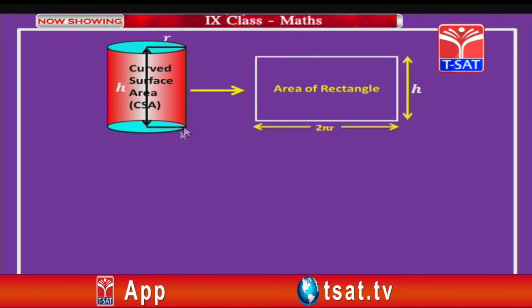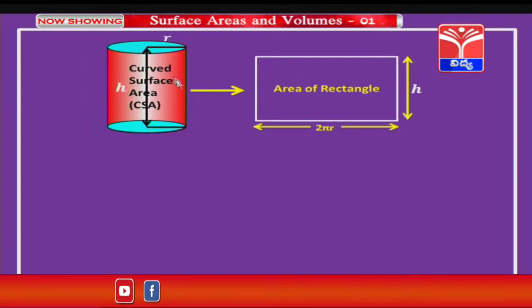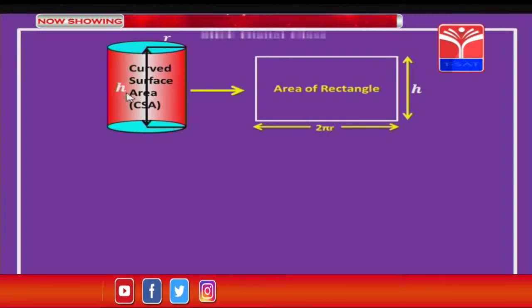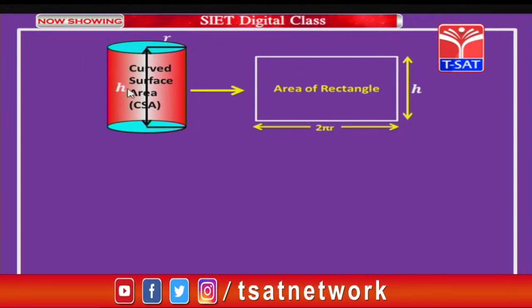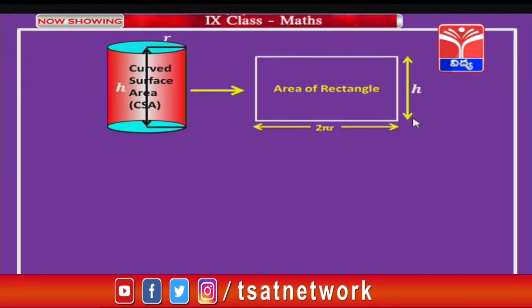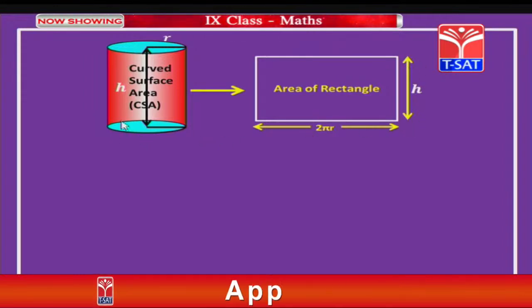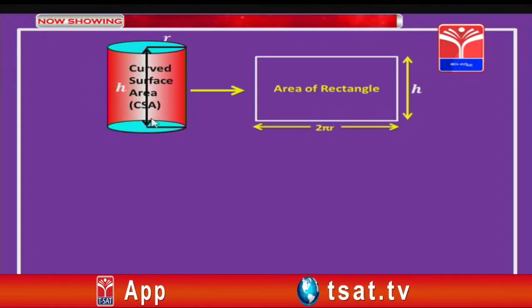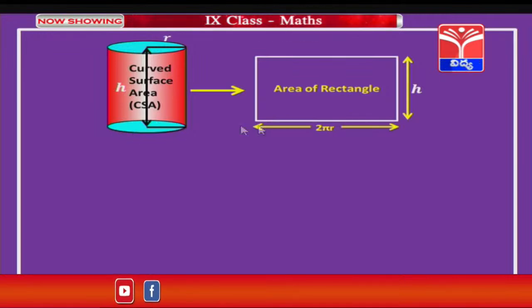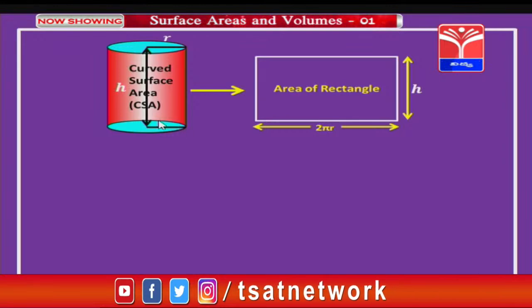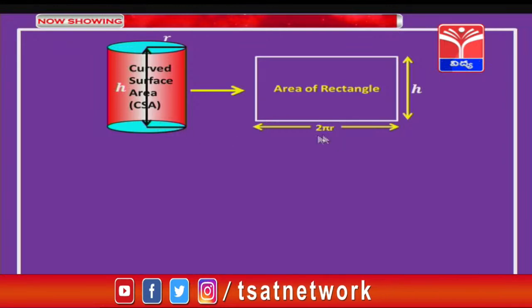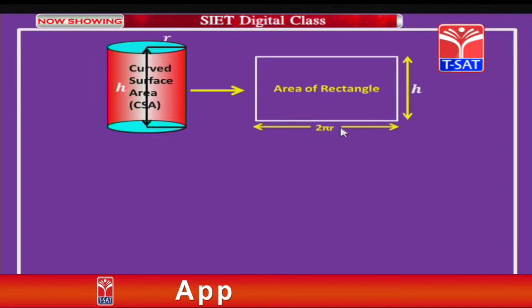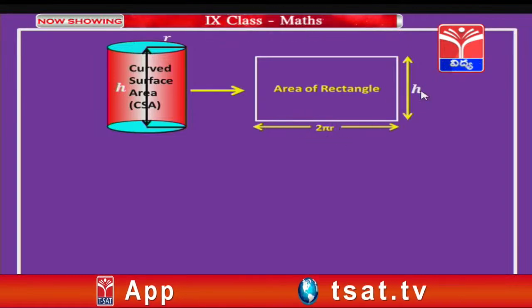So, here if you consider this cylinder, the radius of the cylinder is r and the height of the cylinder is h. Now, this height h becomes the breadth of the rectangle, and you are cutting this cylinder and you get a rectangle. Now, this circular part will become the length of the rectangle. This length of the circular part is nothing but what, children? Yes, that is the circumference, which is 2 pi r. So, the length of the rectangle is 2 pi r and the breadth is h.